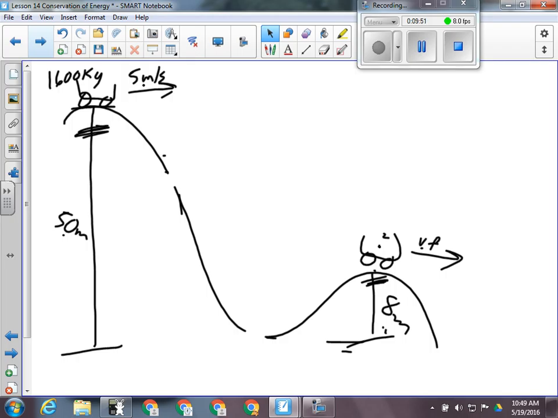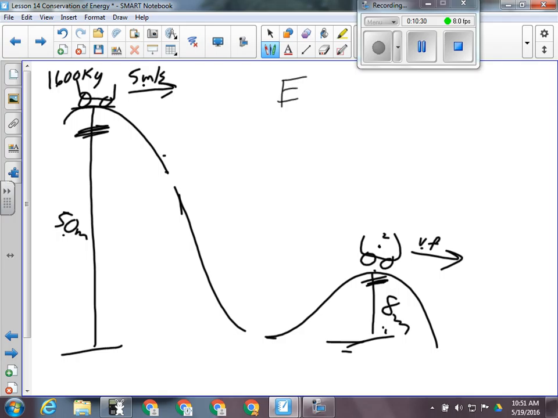Okay, I have a 1,600 kilogram roller coaster at the top of a 50-meter hill. It is moving at 5 meters per second. A little while later, it is near the bottom, 8 meters above the bottom. I want to know how fast it's going at that point. Okay, the thing we have to remember here is that the mechanical energy here at the top of the 50-meter hill is the same as the mechanical energy down here. What's different is how much of it is potential and how much of it is kinetic. All right, I'm going to give you guys a few minutes to try that one.